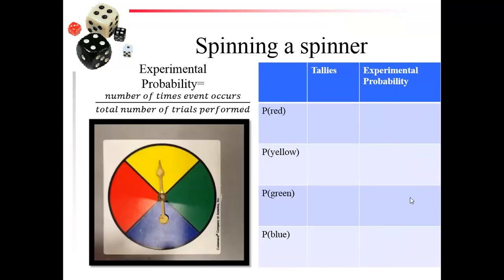All right, let's try the same thing with a spinner. On this spinner, there are 4 possible outcomes, or the sample space is yellow, red, blue, and green. So I've made a table. It's a good way to organize yourself when you're doing a probability experiment. We're going to record tallies as we spin, and then we'll calculate the experimental probability.